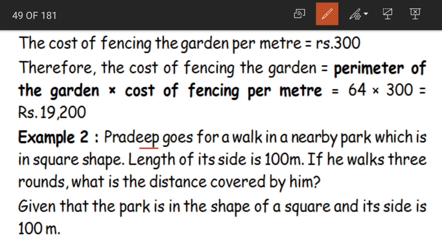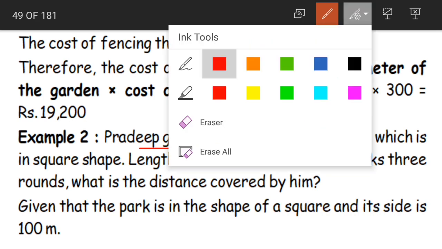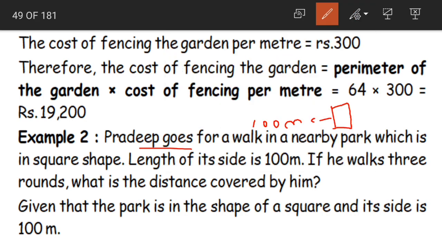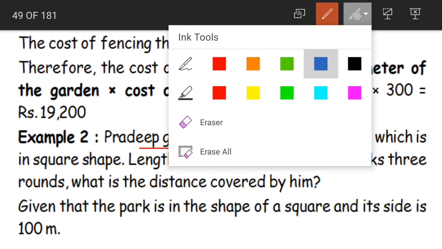What is given in the question? Let us understand the question first. Here Pradeep goes for a walk in a park which is in square shape, and the length of the side of the square is 100 meters. And what does our Pradeep do? He does 3 rounds across the park. Around the park he walks 3 rounds. Now we have to find out the total distance covered by our Pradeep by doing 3 rounds of the park.